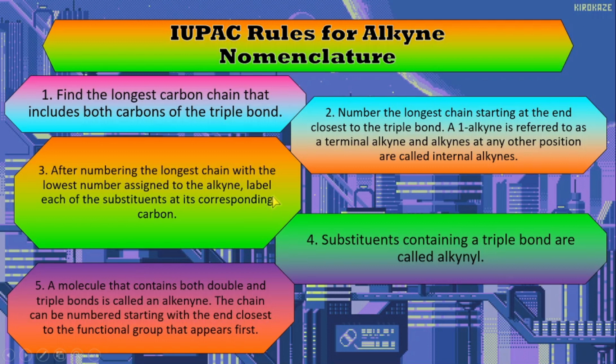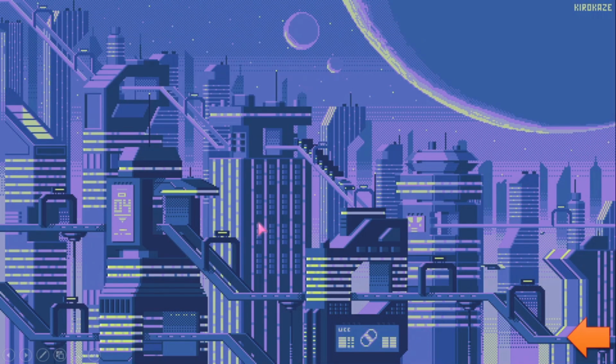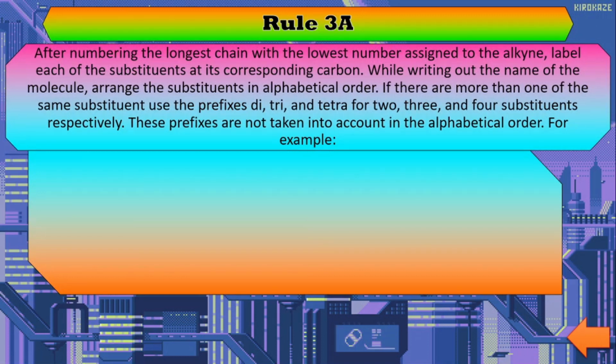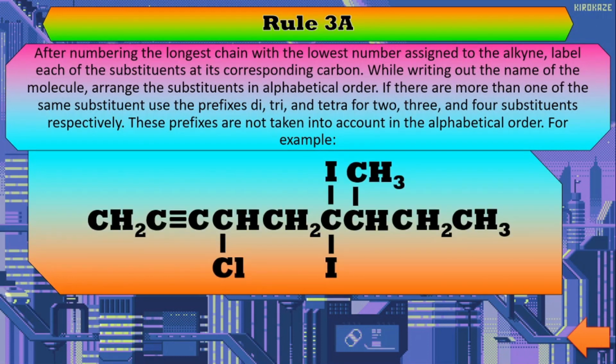After numbering the longest chain with the lowest number assigned to the alkyne, label each of the substituents at its corresponding carbon. While writing out the name of the molecule, arrange the substituents in alphabetical order. If there is more than one of the same substituent, use the prefixes di, tri, or tetra for 2, 3, or 4 substituents respectively. These prefixes are not taken into account in the alphabetical order.